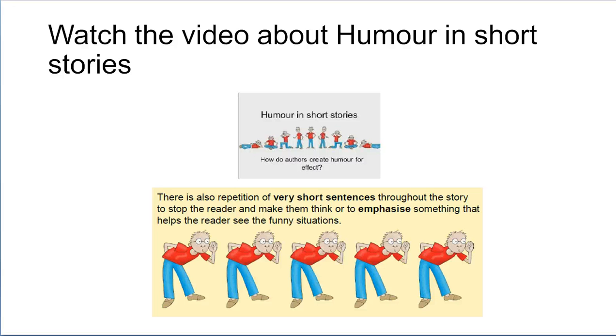So Morris Gleitzman's used a few techniques there. He's used emphasis and repetition, and he's almost exaggerating probably what was going on. So there are a few techniques that he's used in just one section of the book. That can be found at the end of page 11 and the beginning of page 12 in the book.